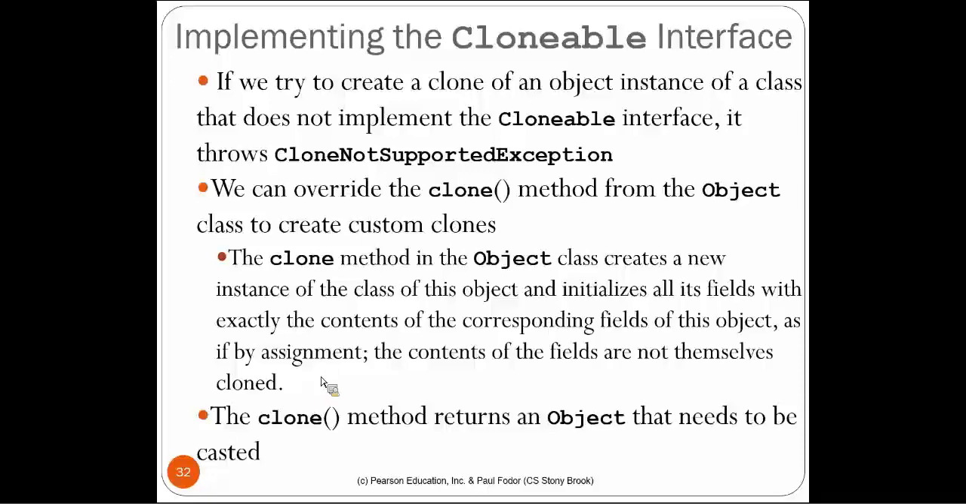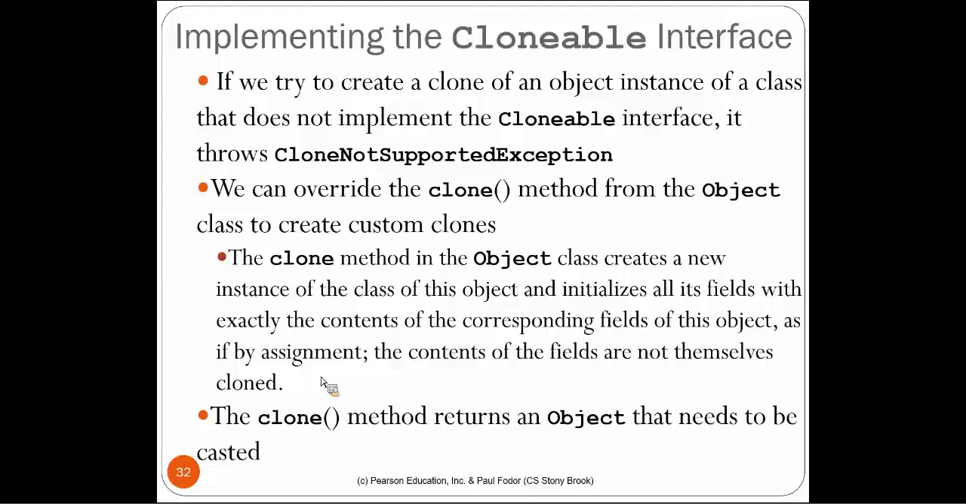So to clone objects, the class has to implement the Cloneable interface. If you try to clone an object instance of a class that does not implement the Cloneable interface, it throws a CloneNotSupportedException. So the clone method must be enclosed within a try-catch block. We can override the method clone to create our own custom clones, and the clone method creates a new instance of the class and initializes its fields.